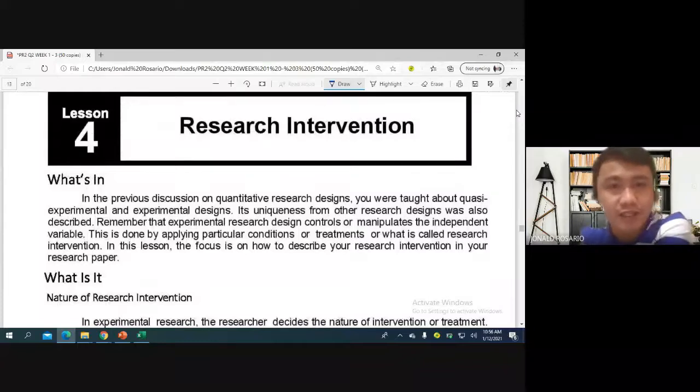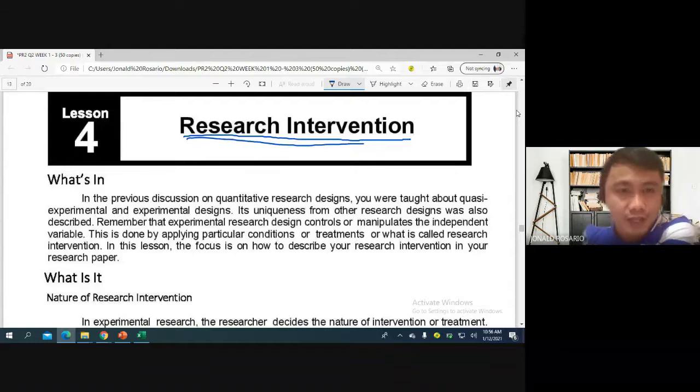Research intervention. Kailan tayo nagkakaroon ng research intervention? Ano yung design na nangangailangan ng research intervention? Yun yung quasi-experimental and experimental designs. So kapag ang design ng study ninyo ay quasi-experimental or true experimental, then you will need this intervention.